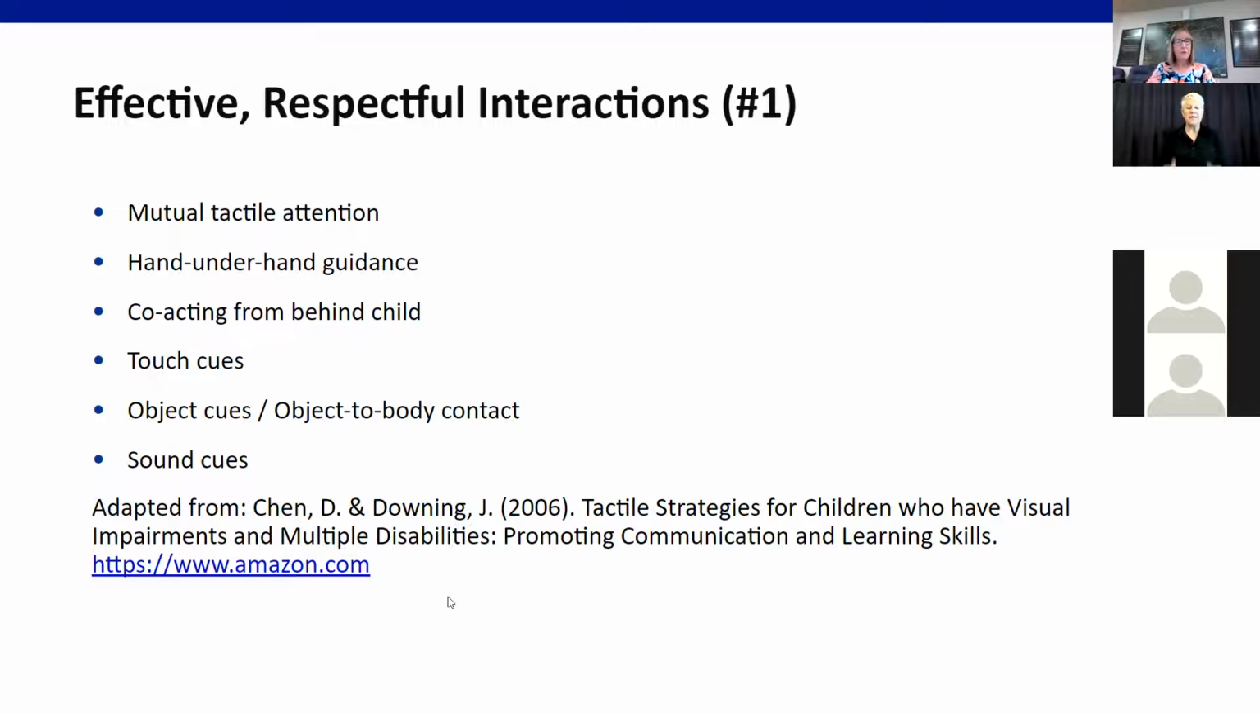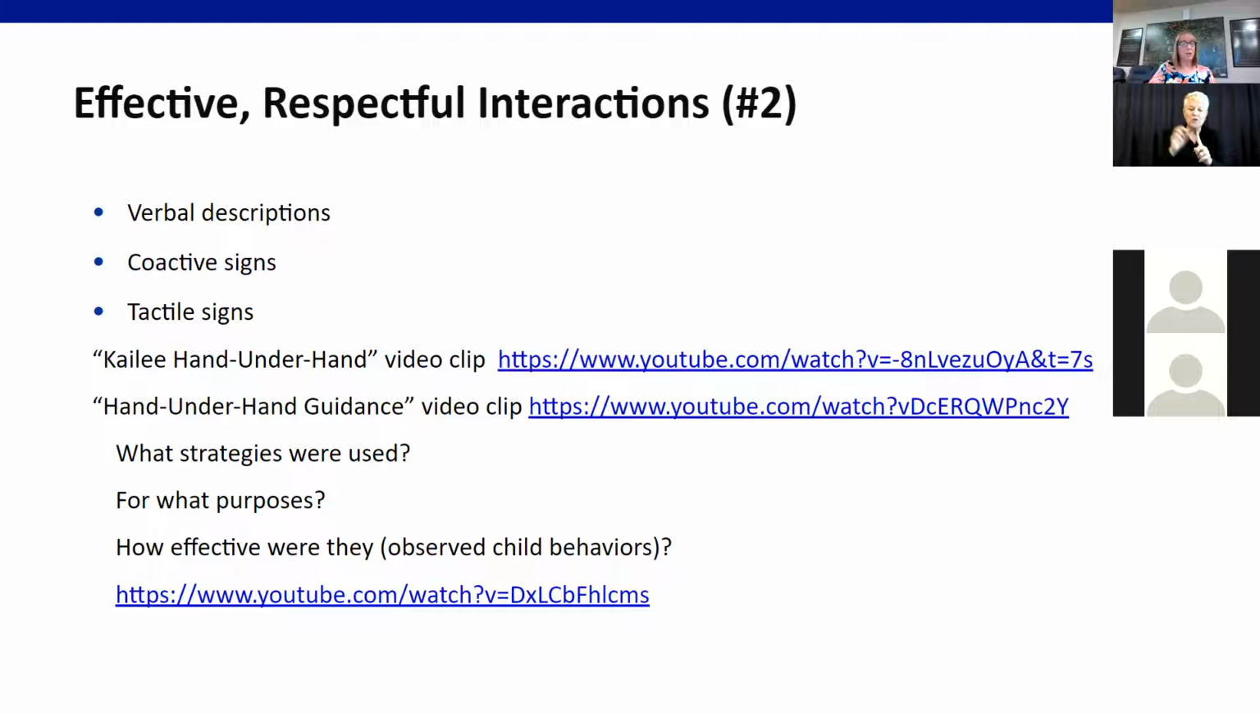And the next one is verbal descriptions in the next slide. That is the use of words or signs or gestures, but usually it is a verbal description, using words rather than textures or objects to describe actions and events. The child will, of course, at least eventually, need to understand the meaning of those words for this to be meaningful. So you can combine touch cues with words, and you can combine objects with words or signs or whatever form of communication is being used.